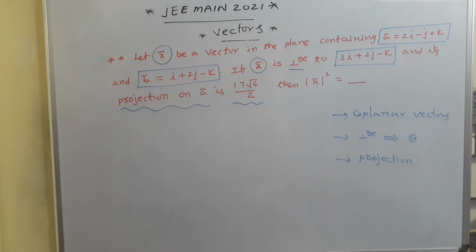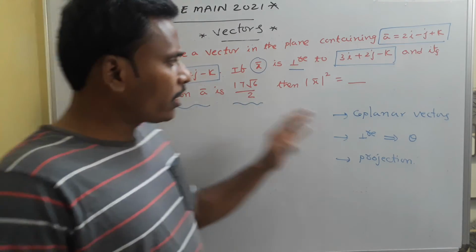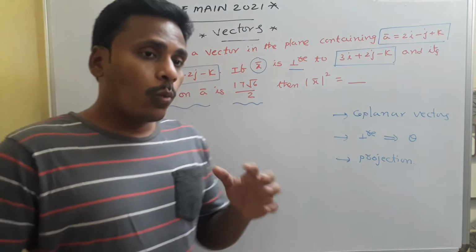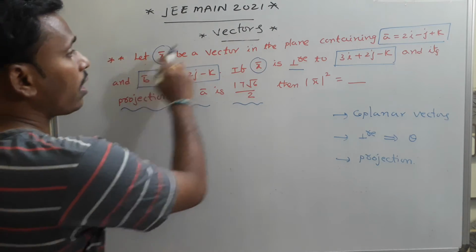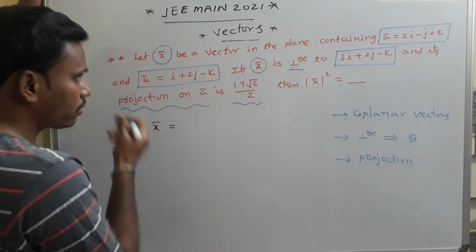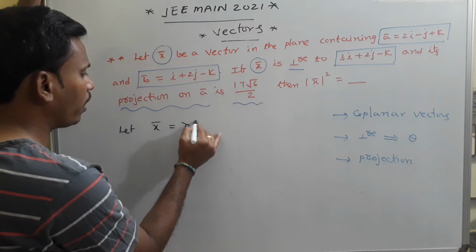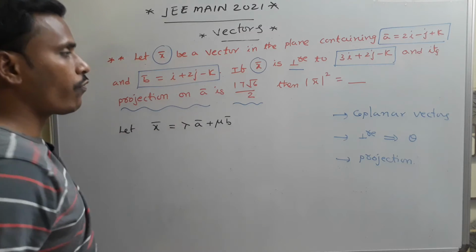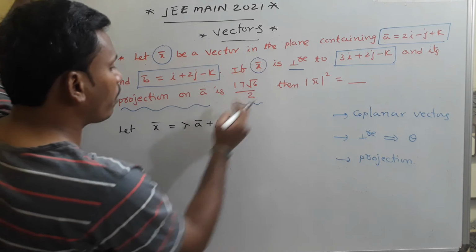Okay, first, x bar is a vector in the plane containing a bar and b bar, and that is related to the coplanarity of vectors. Coplanarity means not just that the determinant value is 0; we also said that one vector is a linear combination of the other two vectors, and we need to use that here. Since x bar is in the plane containing a bar and b bar, we let x bar be some constant lambda times a bar plus another constant mu times b bar. We can express x bar as a linear combination of a bar and b bar because they are coplanar vectors. So x bar is lambda a bar plus mu b bar.